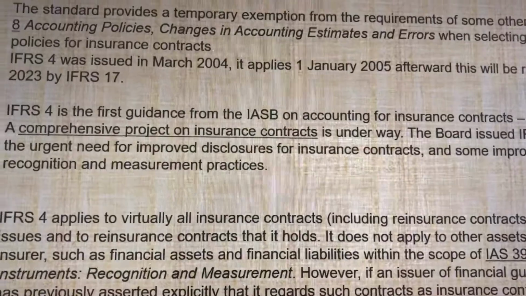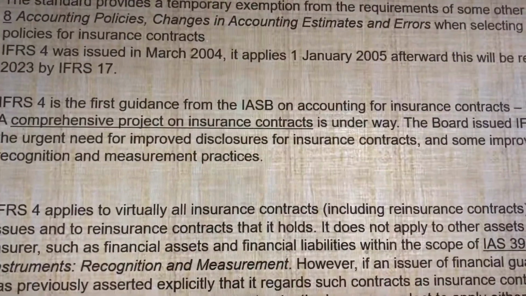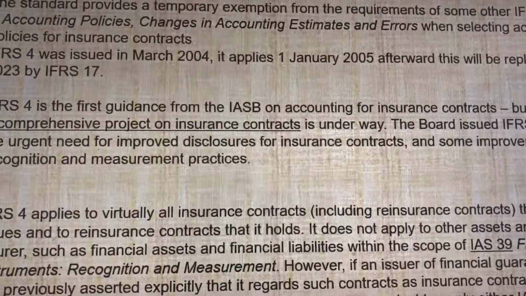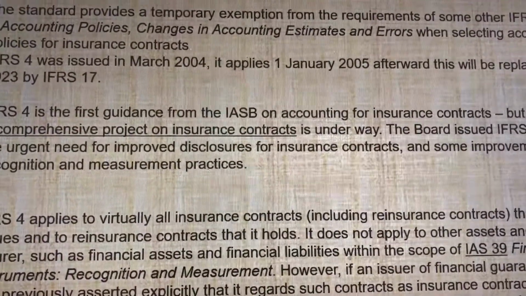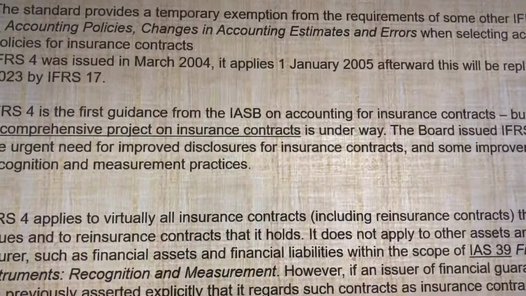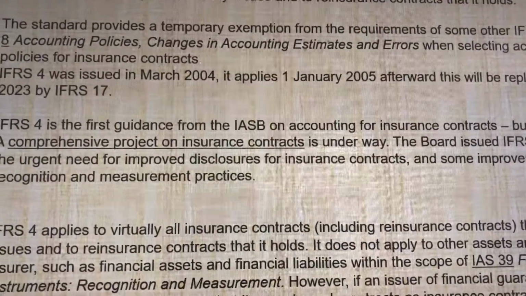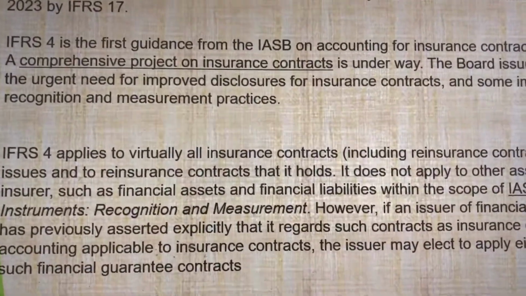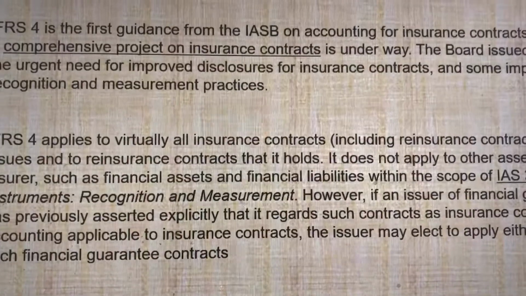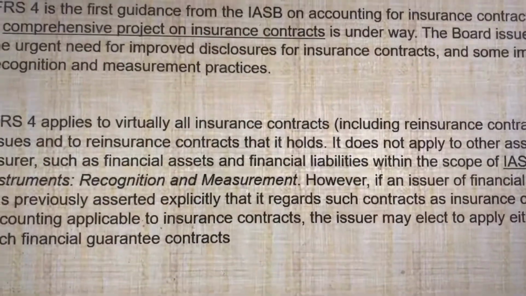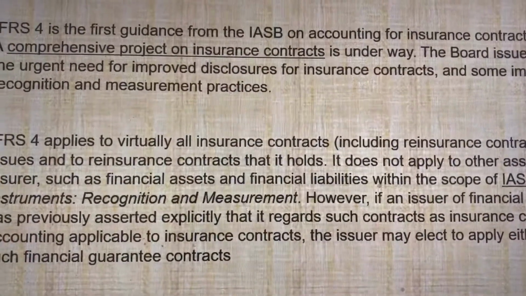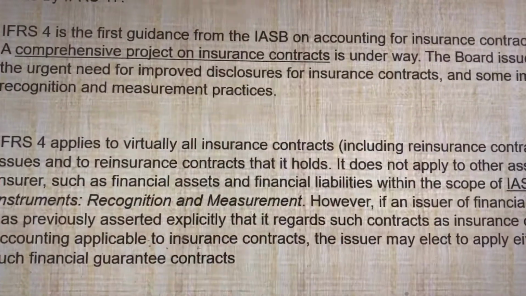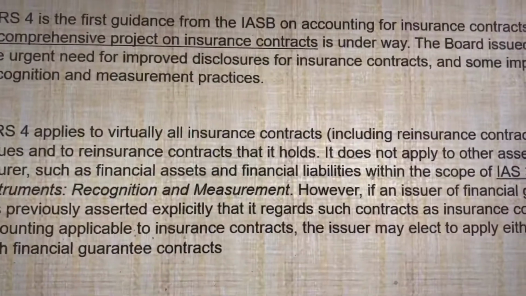But this is not the last standard that will be issued. A comprehensive project on insurance contracts is on the way, because it is going to be replaced by January 1st, 2023. So IFRS 4 applies virtually to all insurance contracts, including the reinsurance contract that the entity owns, as well as the reinsurance contract that it holds.